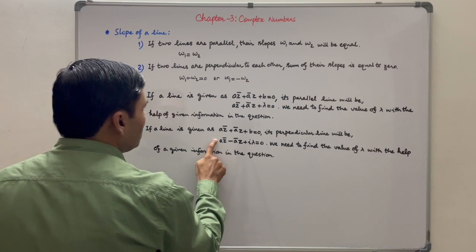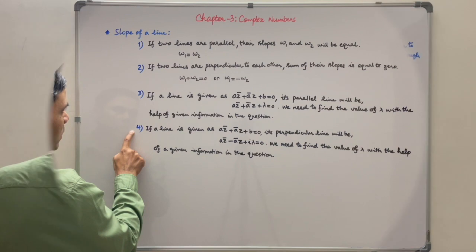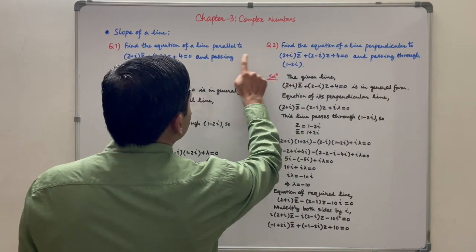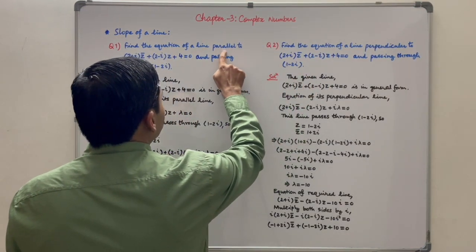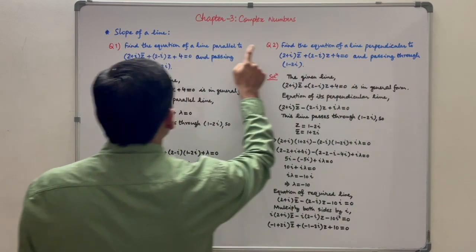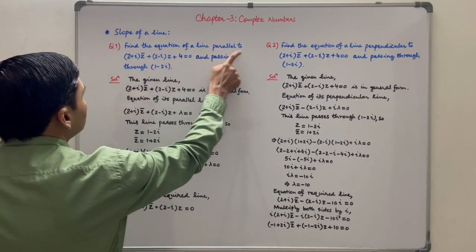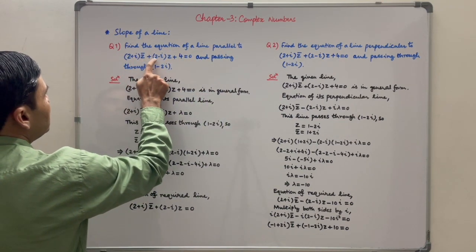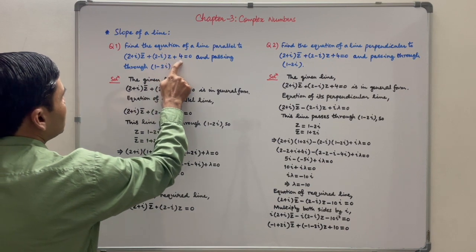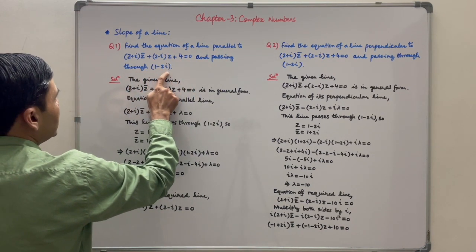Next, we will solve a couple of questions based on point number 3 and point number 4. These two questions are exactly same except the words parallel and perpendicular. We will see them one by one. First question, find the equation of a line parallel to (2 plus i) z bar plus (2 minus i) z plus 4 is equal to 0 and passing through 1 minus 2i.